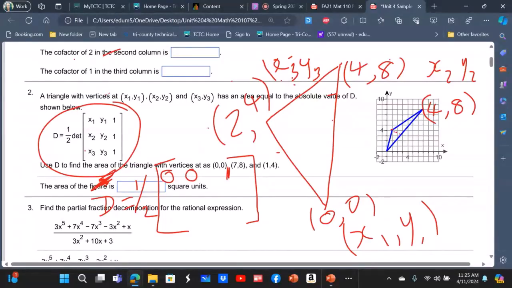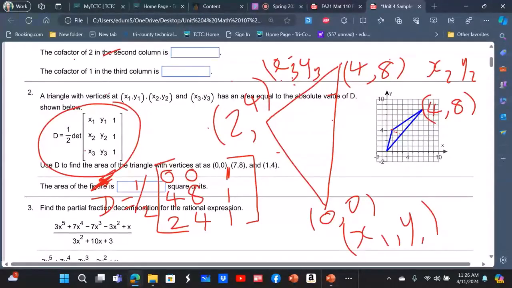For x2, y2, I have 4, 8, 1. For x3, y3, I have 2, 4, 1. Okay, now I can put all this in my calculator. But actually, if I use the matrix of signs, I can find the area quickly.